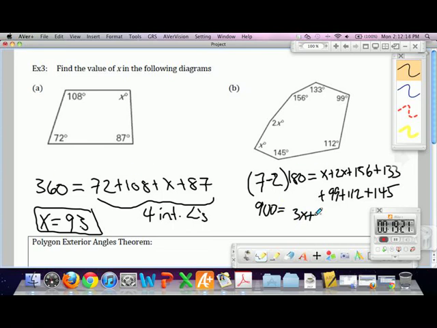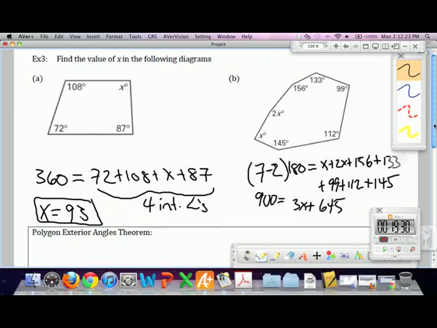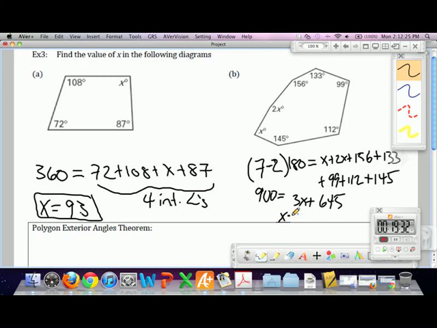Okay. Subtract and solve. And what do we get for x? Solve. What do you guys get for x? I don't know off the top of my head. I'm relying on you guys to be able to subtract 645 from this and divide by 3. Oh, wait. Yeah, I have to divide by 3. 85. Perfect.